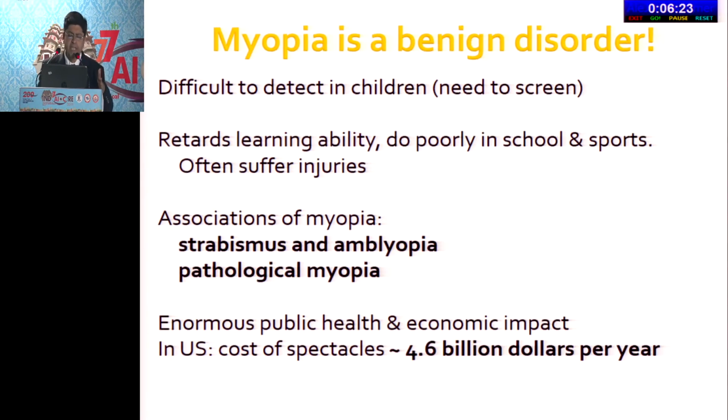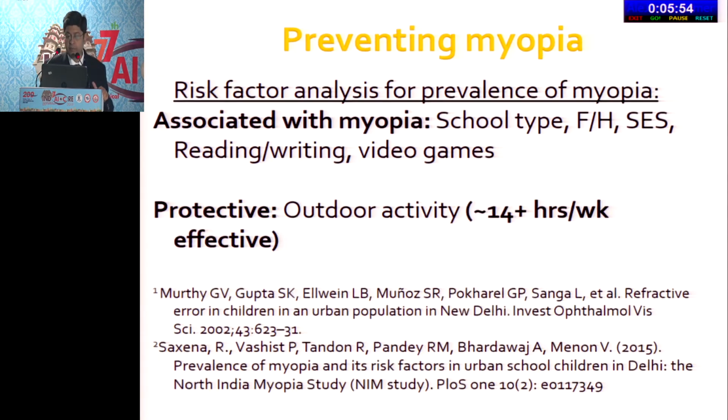There are major problems besides the learning ability, retardation, doing poorly in school, sports, and others, suffering of injuries. There is the long-term problem of strabismus, amblyopia, and pathological myopia. The other problem is that although the intervention, especially in children, looks very innocuous in the form of spectacles, a previous study had said that the cost of just spectacles in the US was close to $4.6 billion per year, and you can think what cost it would be in India.